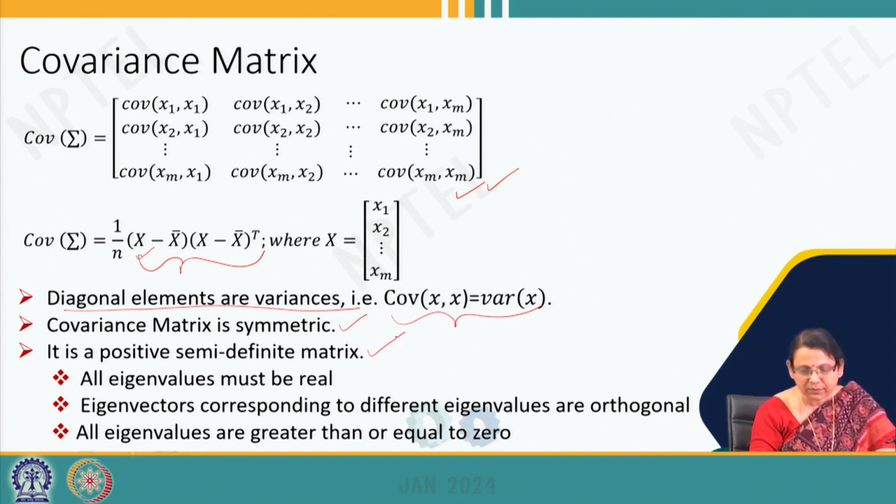And what is a positive semi-definite matrix? It satisfies these criteria: all the eigenvalues must be real, eigenvectors corresponding to different eigenvalues are orthonormal, and all the eigenvalues are greater than or equal to 0. As we move ahead to study dimensionality reduction, we will know more about this in detail.